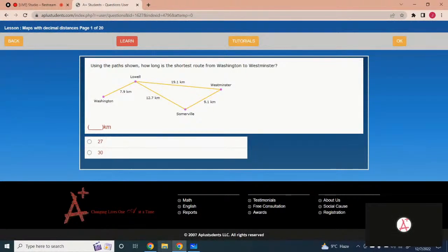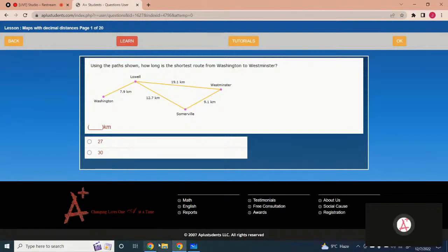Using the path shown, how long is the shortest route from Washington to Westminster? Okay, you have to go from Washington to Westminster, so you have to see which one is the shortest route. Got it? You have two routes. One is from Washington to Lowell, and then from Lowell to Westminster. And the second one is from Washington to Lowell, then to Somerville, and then again to Westminster. So you have two routes.